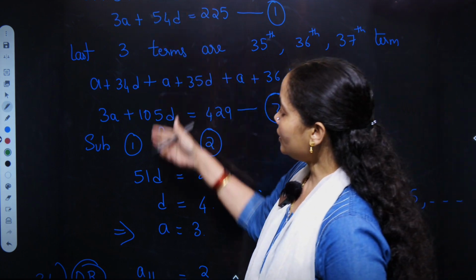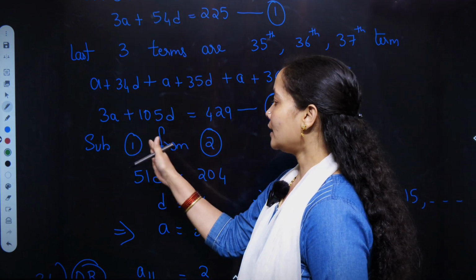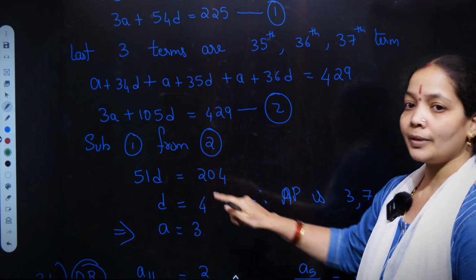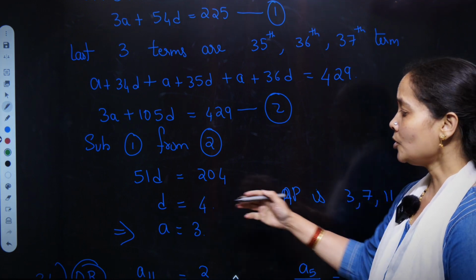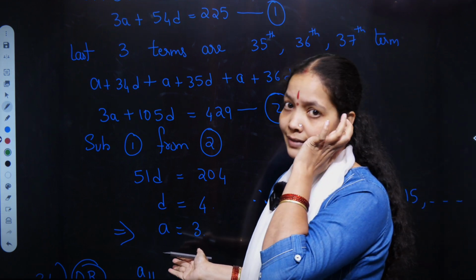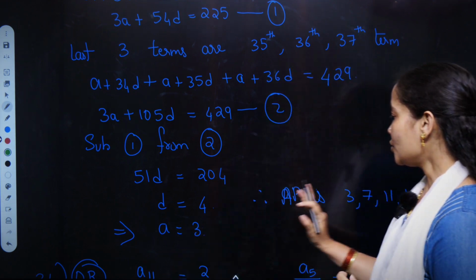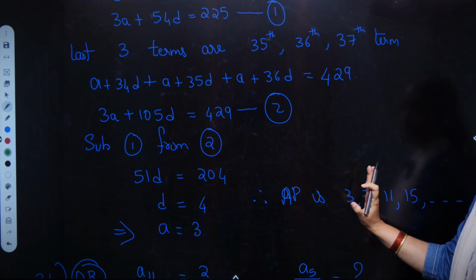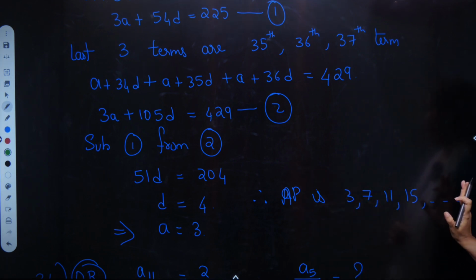Here the A's are already equal, so I am subtracting 1 and 2. I got 51D is 204, so D is becoming 4. Substituting this value of D in any of the equations, we get the value of A as 3. Once A and D are known to me, I can easily frame the AP. Therefore, my AP will be 3, 7, 11 and 15.